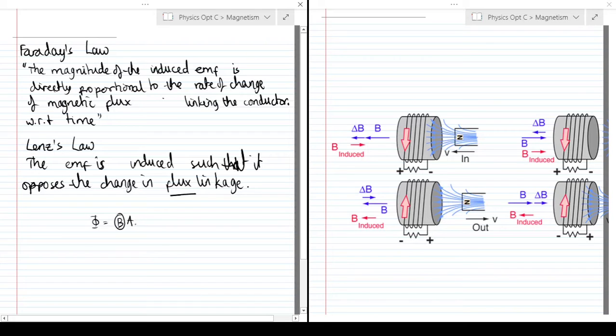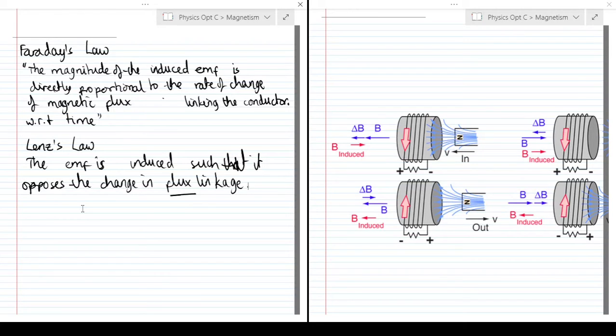Now, just to mention something a little bit obscure that they could ask you about, right? Is it possible to move the conductor in the presence of a magnetic field in such a way that you could induce no EMF?